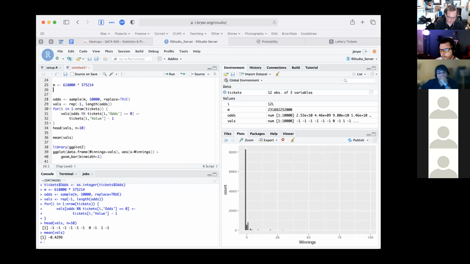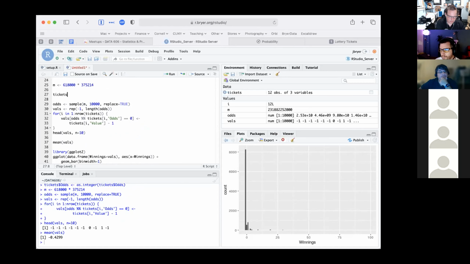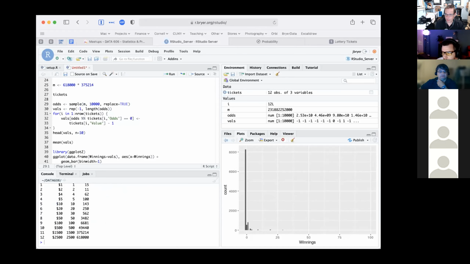So then I've got to look at tickets again. Let's just look at tickets. I'm sorry, we've got 3 minutes, I could still end on time. So if we take m divided by, let's say, ticket sub 1 odds. Cool, so that's even.